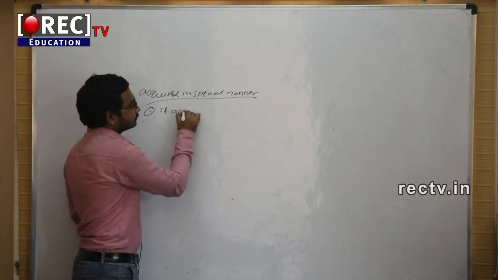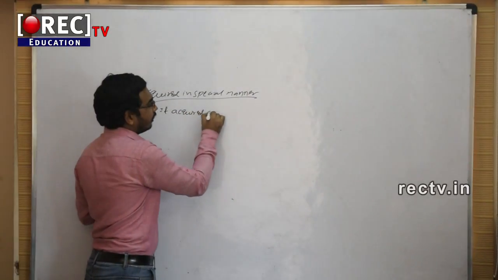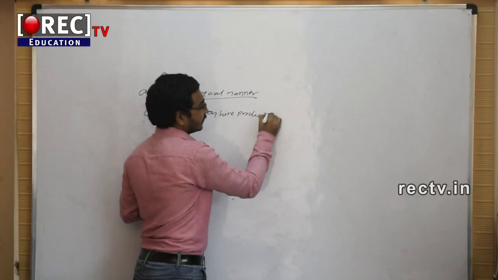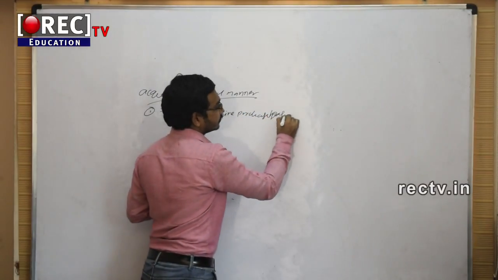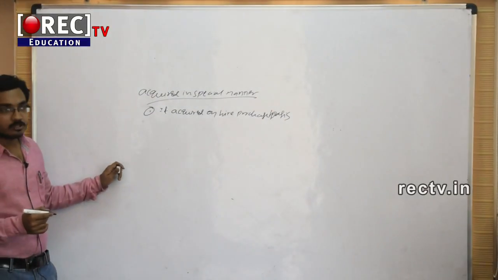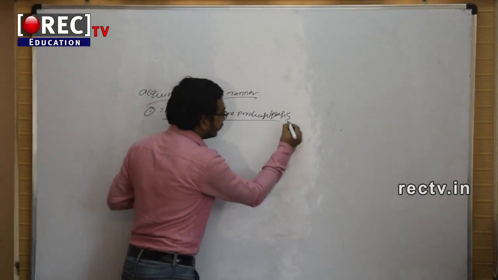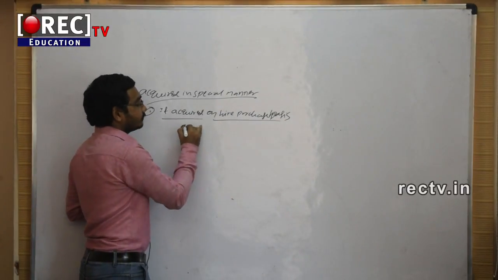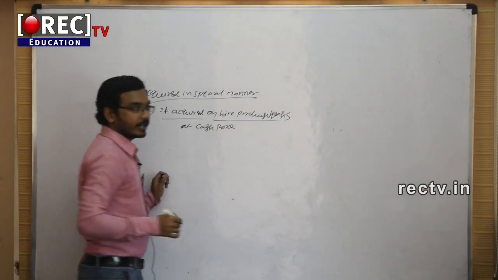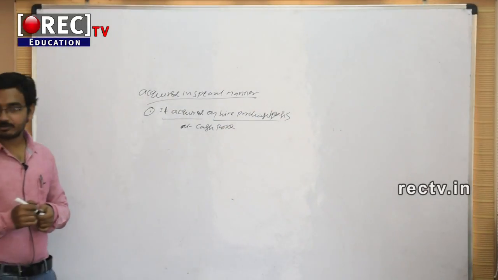If acquired on hire purchase basis, at which value you have to account for such asset? Such asset should be accounted for at cash price. What is meant by cash price?